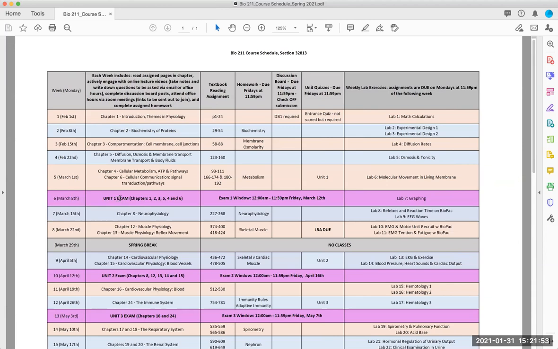Our first exam is going to be available at 12 a.m. to 11:59 p.m. on Friday, March 12th. You will be able to select any time in that 24-hour window where you log in, but once you start, the timer for 90 minutes begins. It is on chapters 1, 2, 3, 5, 4, and 6, as well as these lab topics. So quizzes and exams are on both lecture and lab content.